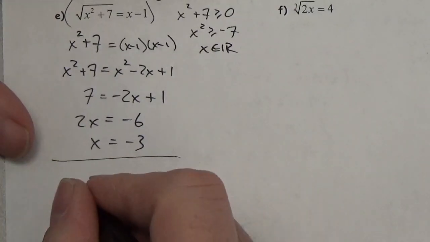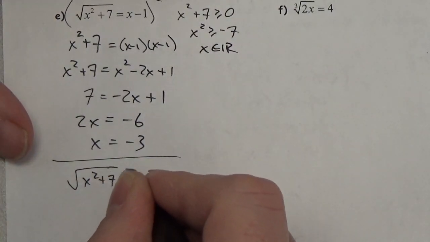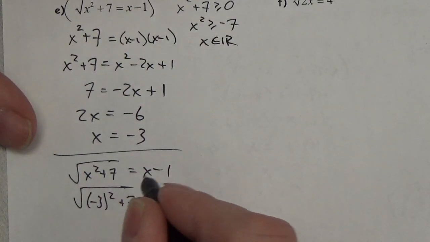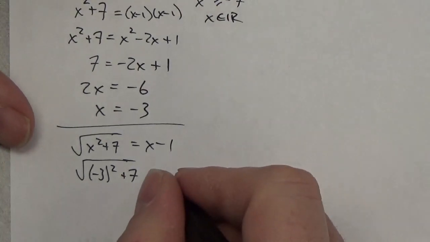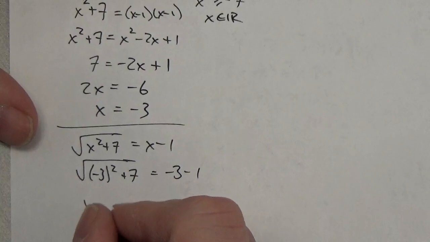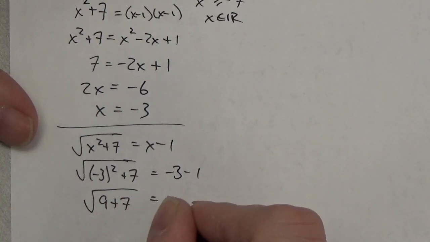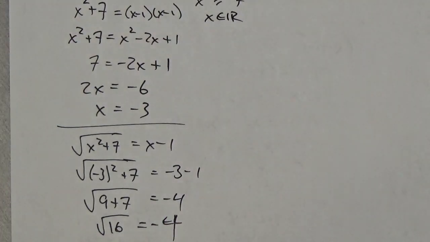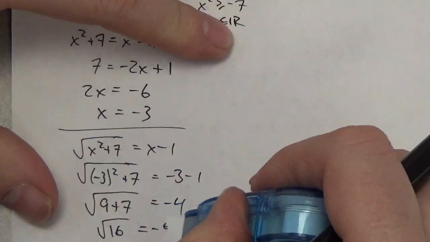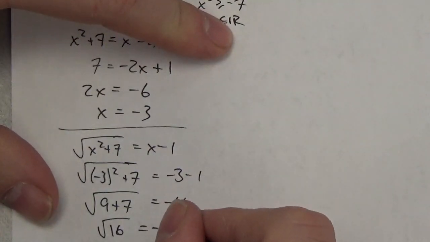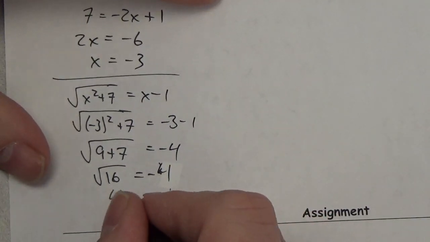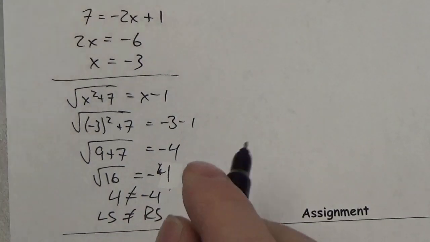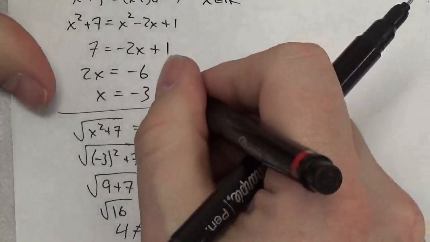Okay, so if I plug this in, remember we got the square root of x squared plus 7 equals x minus 1. If we plug in that negative 3, it's going to be negative 3 squared, and remember you're squaring the negative as well. That negative is going to get squared as well, so it's going to become positive. It's going to be equal to negative 3 minus 1. So this will become the square root of 9 plus 7 equals negative 4. Root 16 equals negative 4. Oh, but then I get that 4 is equal to negative 4, and that's not true. Left side does not equal right side. So it turns out here, this is extraneous.